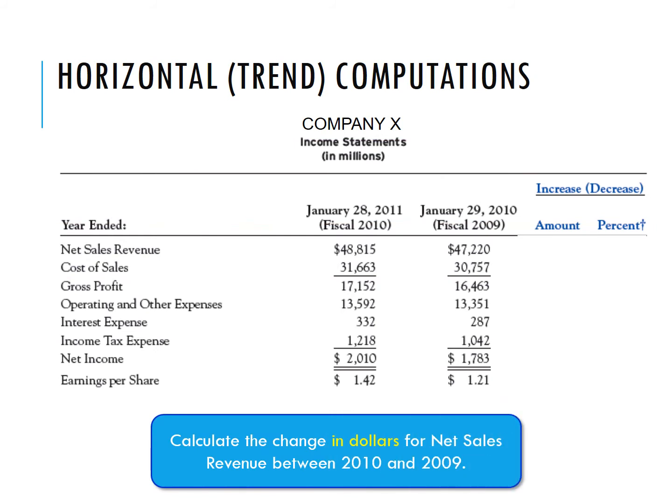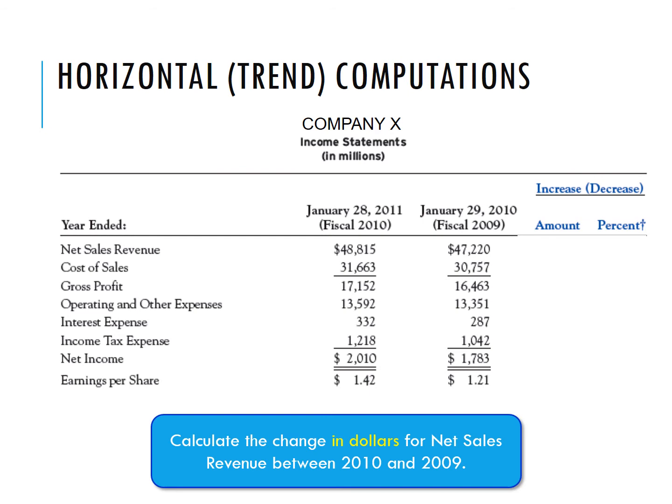So here we have company X, and this is an income statement for company X. We have fiscal years 2010 and 2011, and we are going to see the amount of change and the percentage of change. Why don't you stop at this moment and go ahead and calculate what you believe to be the amount and the percentage of change for net sales revenue, that top number on the sheet. We'll go ahead and stop the lecture.